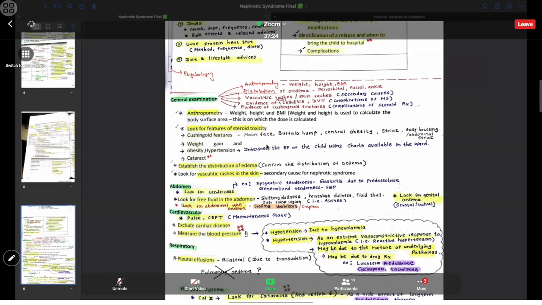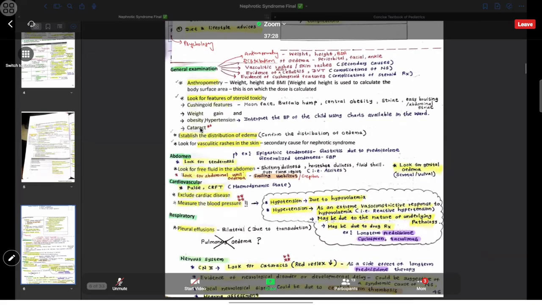And then steroid toxicity, like I said, check for the Cushingoid features. Check for the blood pressure. Make sure that you interpret the blood pressure according to the charts. Check the charts before going for the exam. Properly see how to interpret blood pressure based on their height.